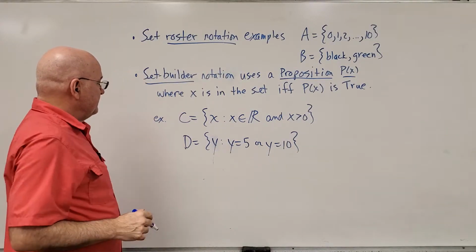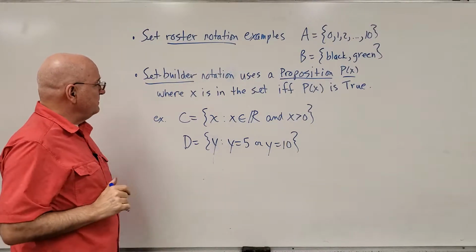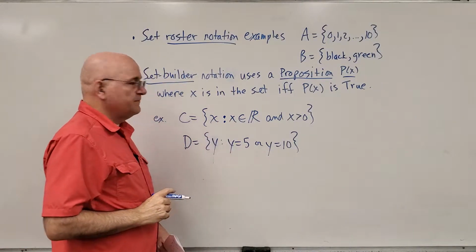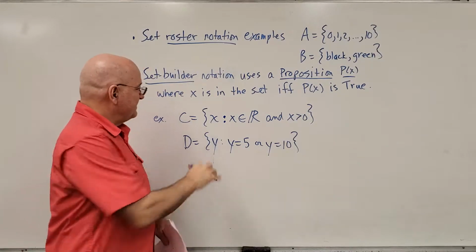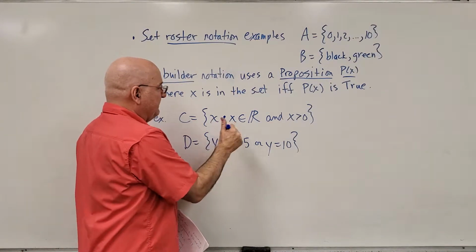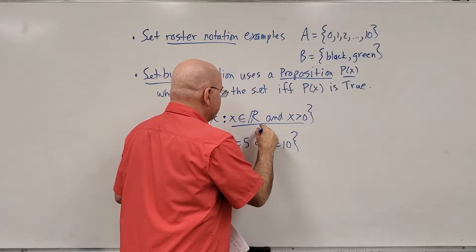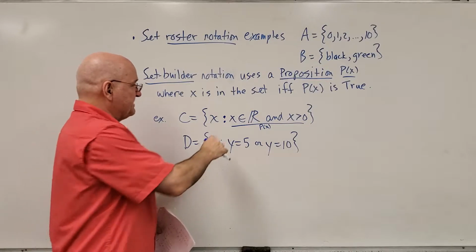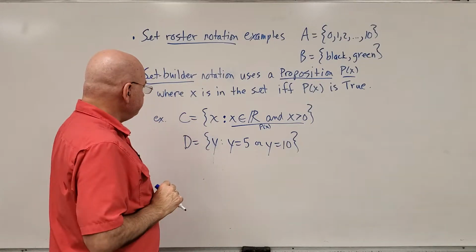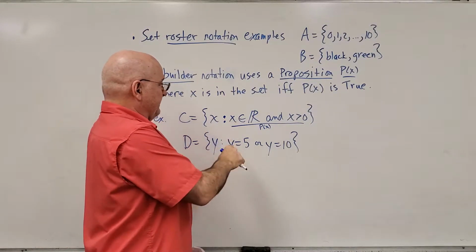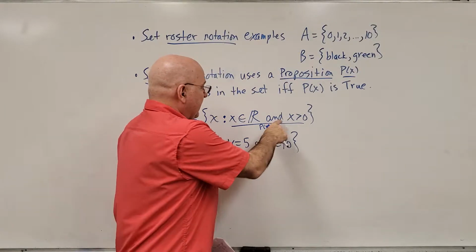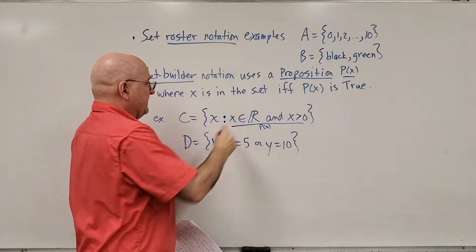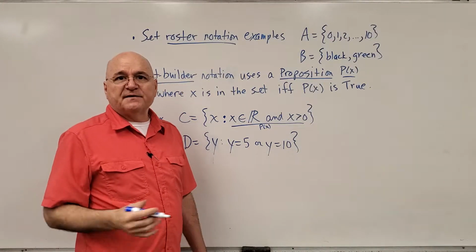Here are two sets that are written in set builder notation. Capital C is the set of all X, and then this colon, you use the word such that, the set of all X such that, and then this is the P of X proposition. It's either true or false for every single value of X. The set of all X such that X is a real number and X is bigger than 0. So another way of saying this one in words would be the set of positive real numbers.